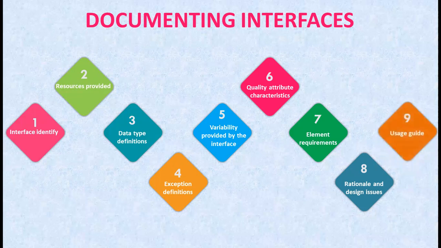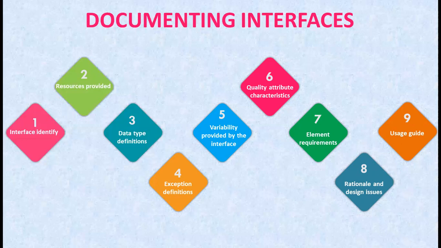Next, coming to the ninth one, usage guide. Items 2 and 7 document an element's semantic information on a resource-by-resource basis. This sometimes falls short of what is needed. In some cases, semantics need to be reasoned about in terms of how a broad number of individual interactions interrelate.